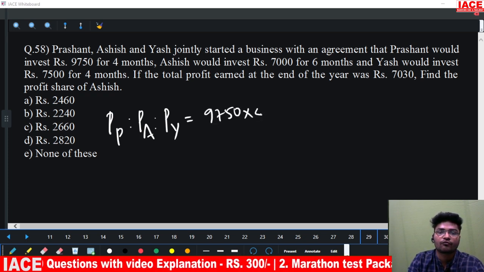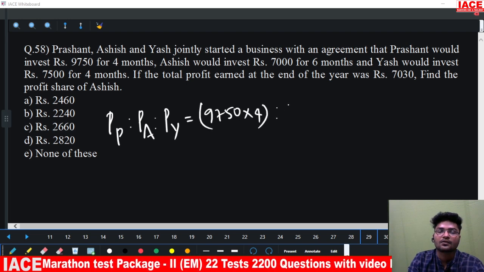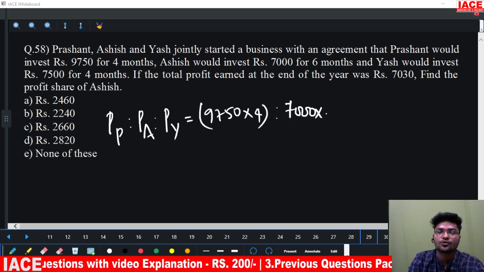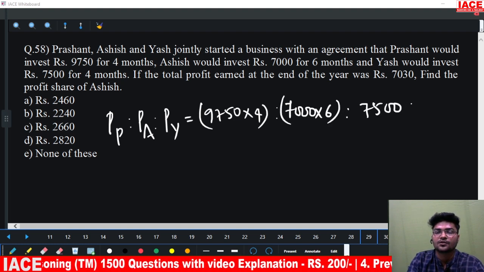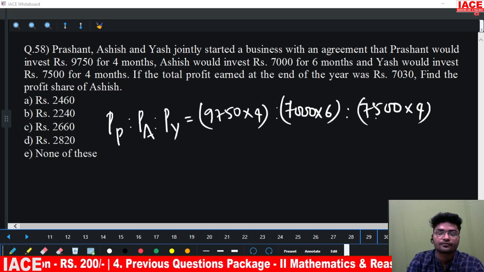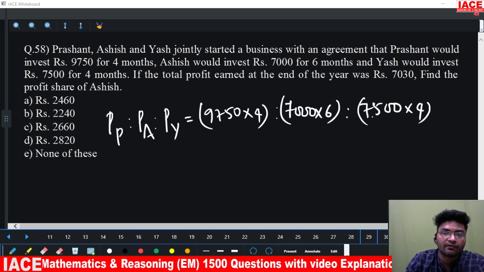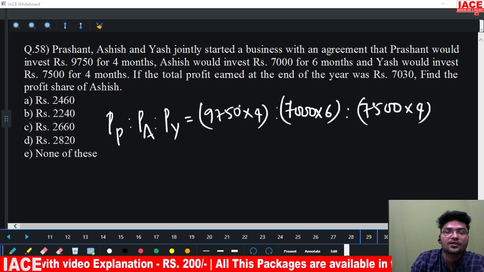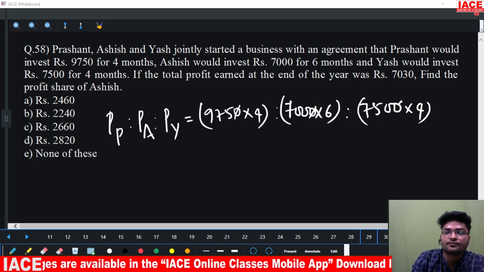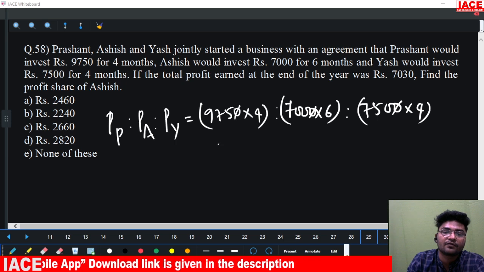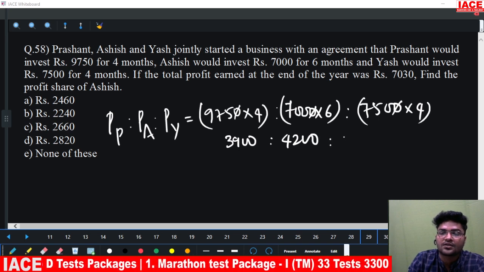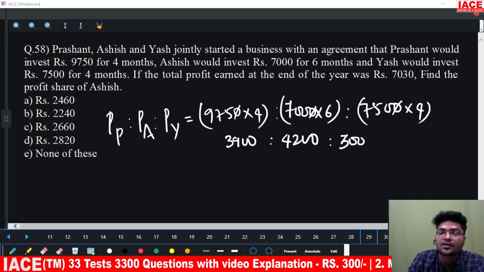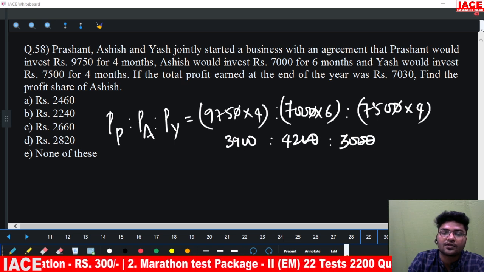9750 into 4. This is 7000 into 6. And this is 7500 into 4. With 0 getting cancelled everywhere. What do I have? 975 into 4. So this is 3900, 4200, and this is 3000. Again, two zeros will get cancelled out everywhere.